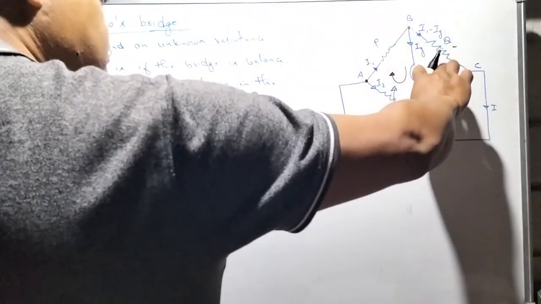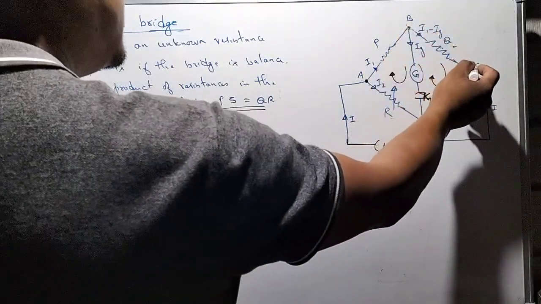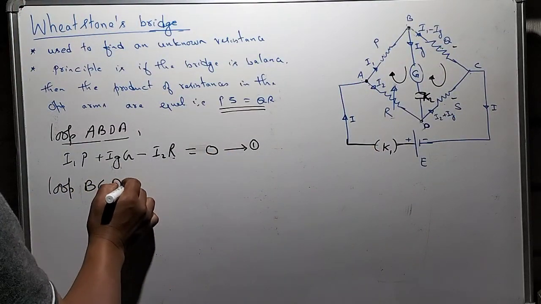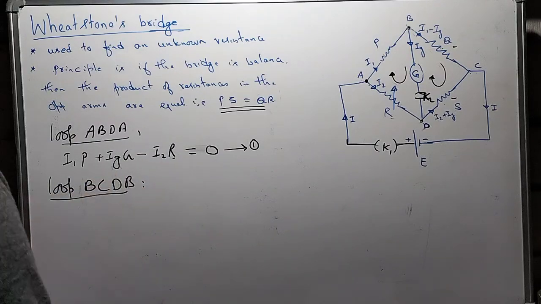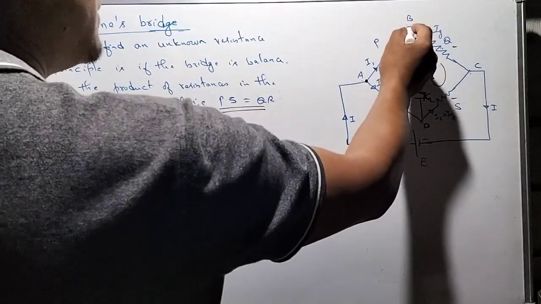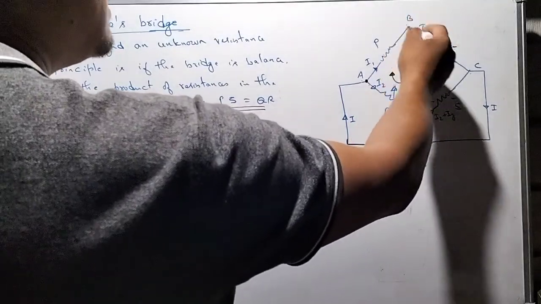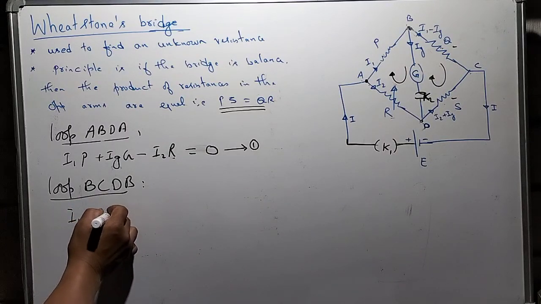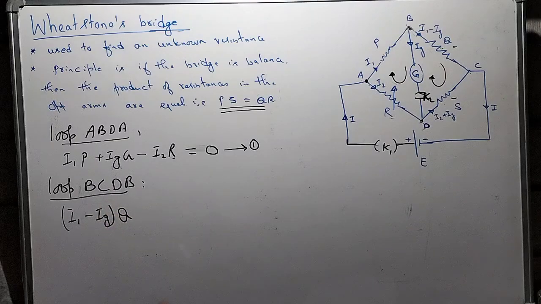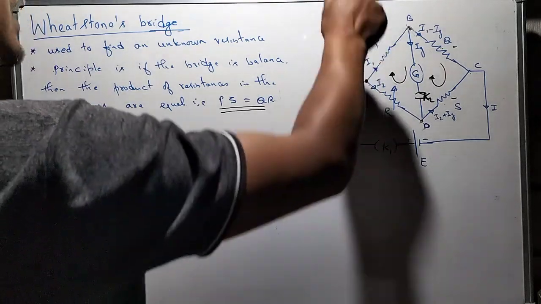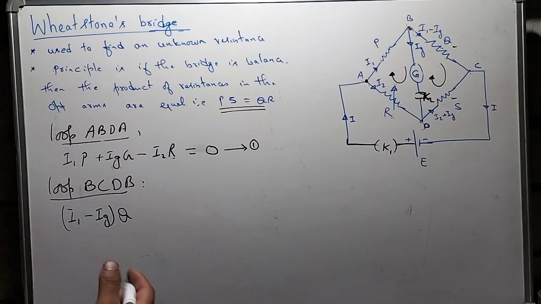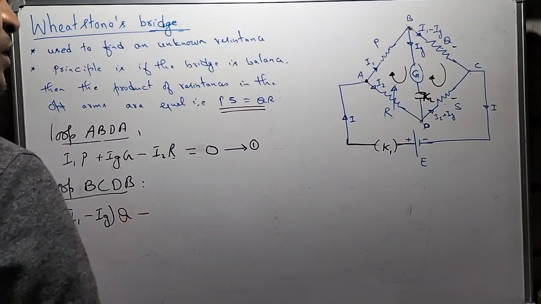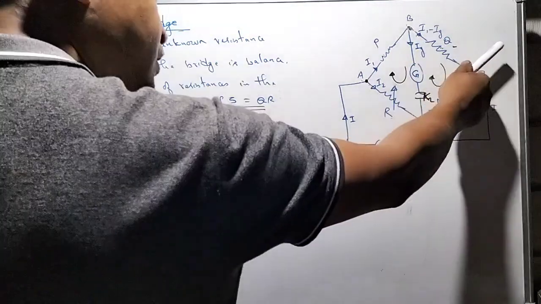Similarly, now we will consider the second loop, that is B, C, D, B. For the loop B, C, D, B, applying Kirchhoff's voltage law, you will find the product of resistance and current across this arm BC. It will be I1 minus Ig times capital Q. This is positive because we are traveling across the resistance in the same direction as the current. And then along CD, it is minus because current is going up but we are going down.